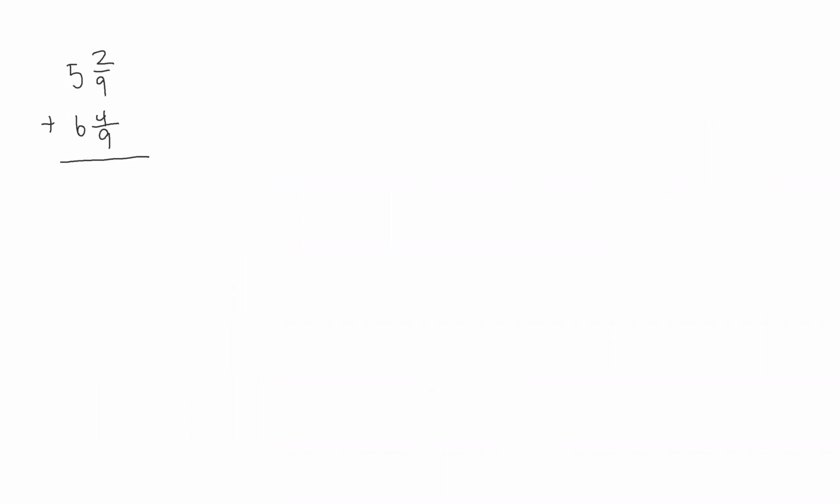Okay. Well, I've got a common denominator of 9, so I want to go ahead and add my numerators of 2 and 4. So I get 6 over 9. I want to add my whole numbers. 5 plus 6 is 11.